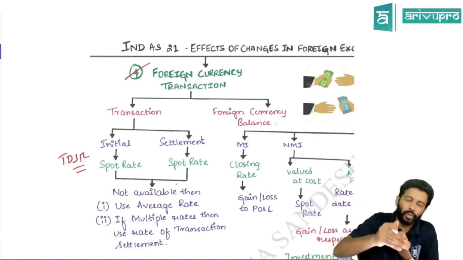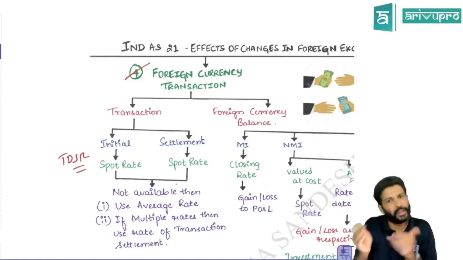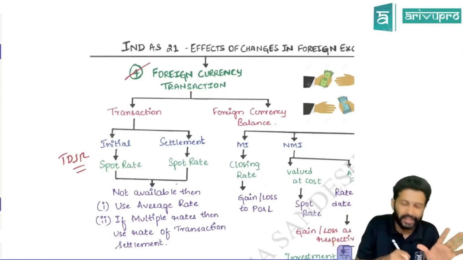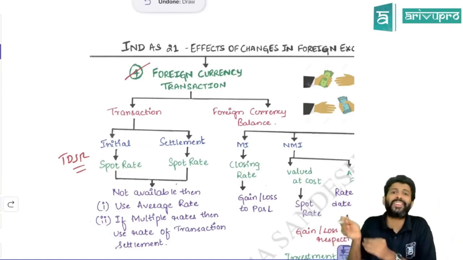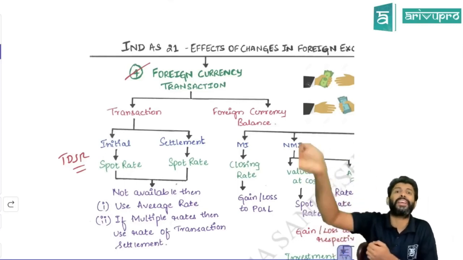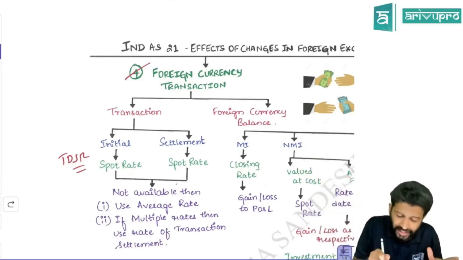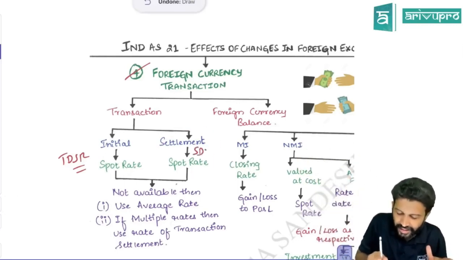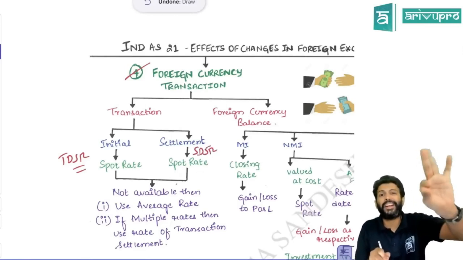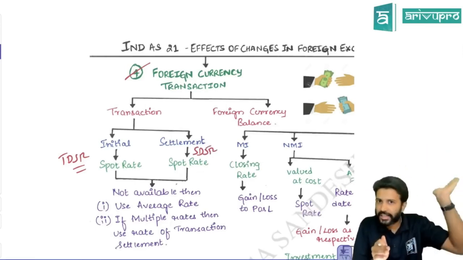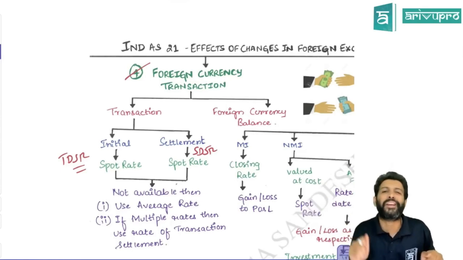Okay. The same holds good for monetary and non-monetary items. Initially, all transactions are recorded at the transaction date's spot rate. And when you are doing any settlement, if you're repaying the loan, if you're repaying the creditor, etc., all settlements are recorded at the settlement date's spot rate, SDSR. Transaction at the transaction date's spot rate, settlement at the settlement date's spot rate.